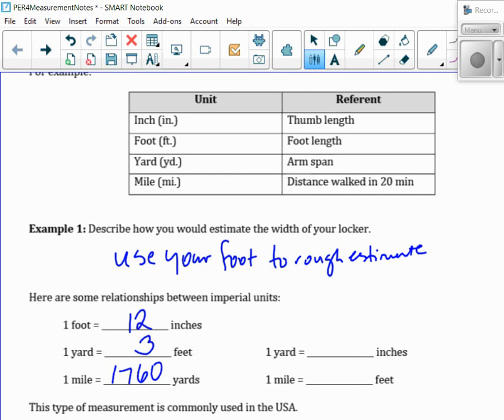1 yard is how many inches? 36 inches. 1 mile is how many feet? At least 2. Yeah, it's 5,000. 5,280. I was going to say that because that's something maybe you should have in your back pocket.